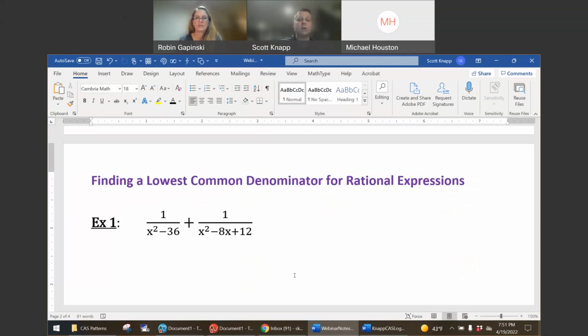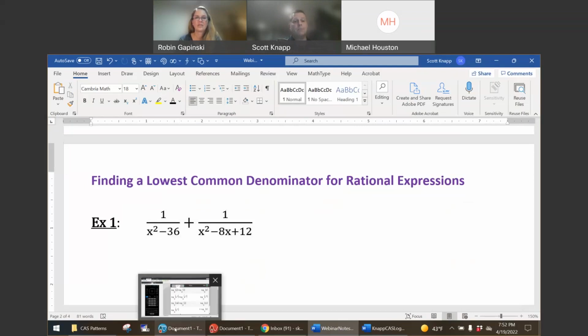It's so important that they can work with rational expressions, and one of those things is how to find the lowest common denominator. We use that when we add and subtract rational expressions, and also when we're solving equations that have rational expressions. So I thought, what if we take a look at the factors of each of the denominators, and then have CAS calculate the lowest common denominator and see if students can recognize some patterns.